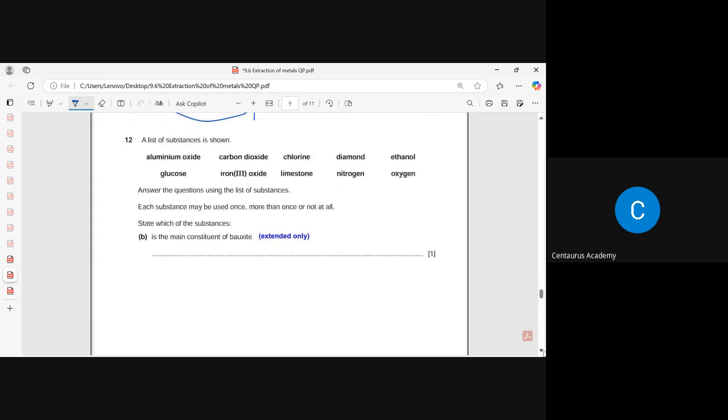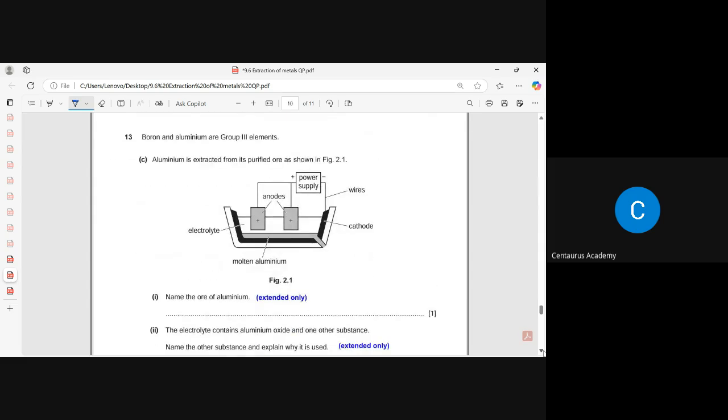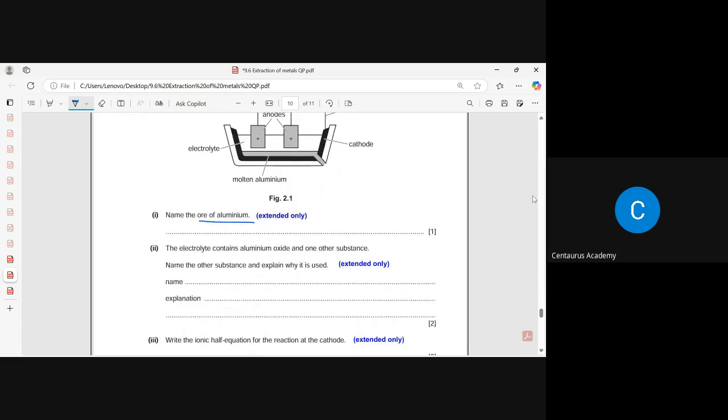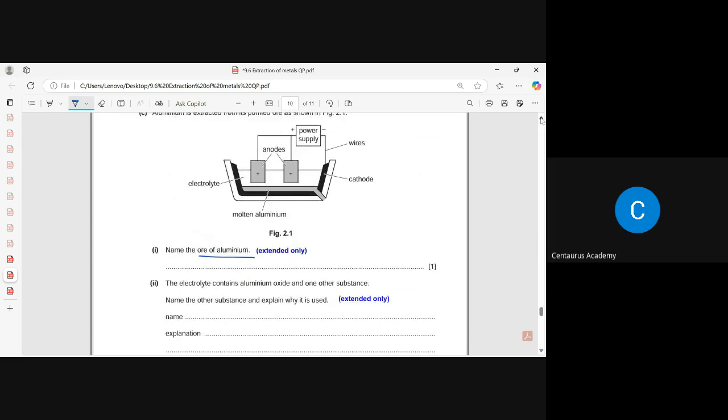Okay. The next question says boron and aluminum, both of them, they are three elements. And aluminum is extracted from its purified ore, as shown in the figure. The name of the aluminum ore is bauxite. Yes, very good. The electrolyte contains aluminum oxide and one other substance. State the other substance and explain why it is used.